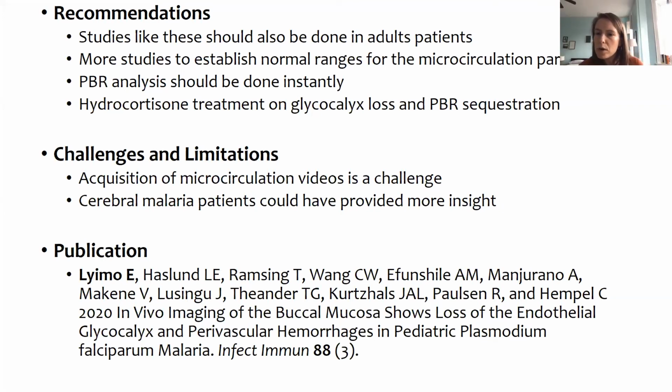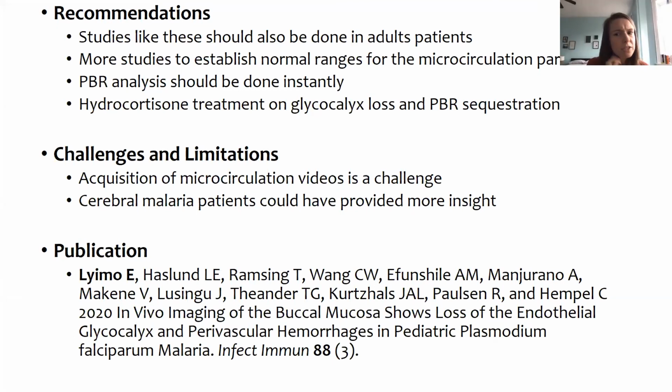And there's a few more questions. Can you relate the endothelial damage with any stages of parasites in circulation? Are there any schizonts present? Yeah, I think so. Okay.